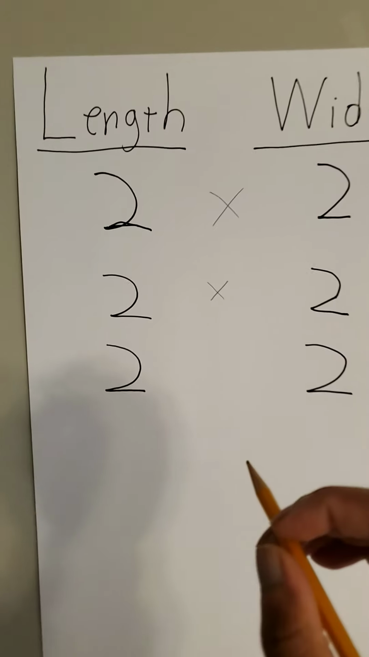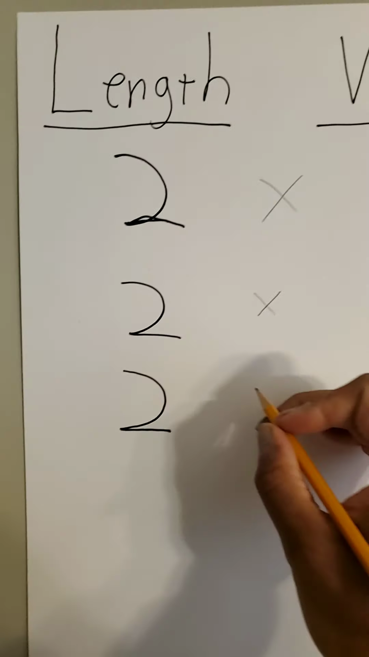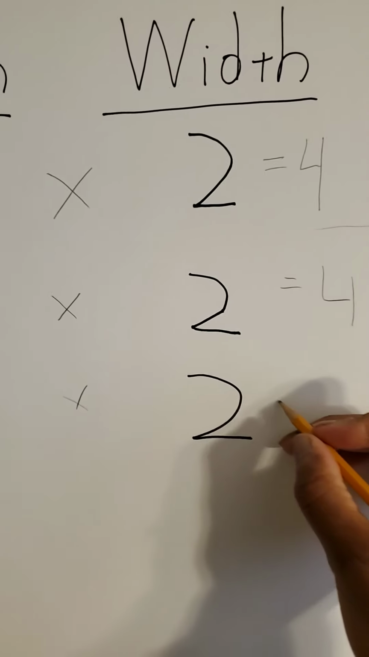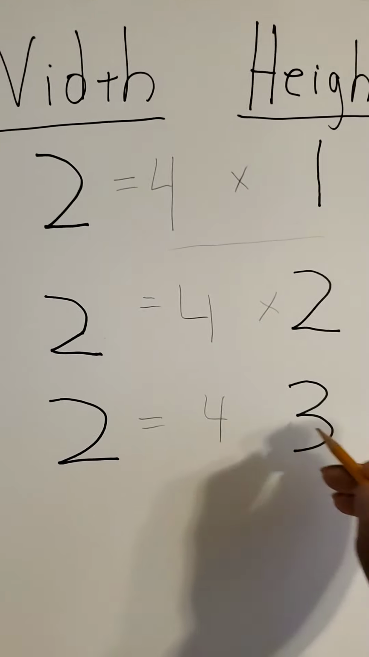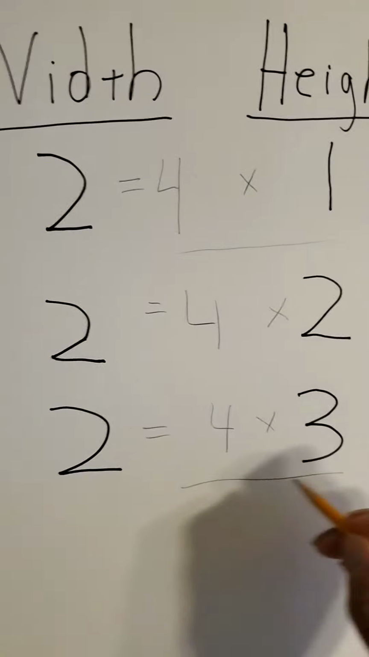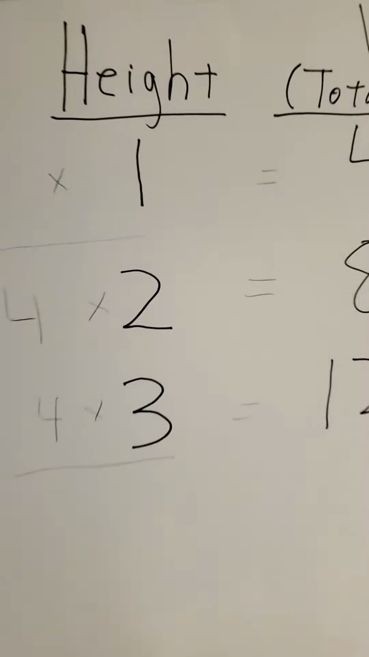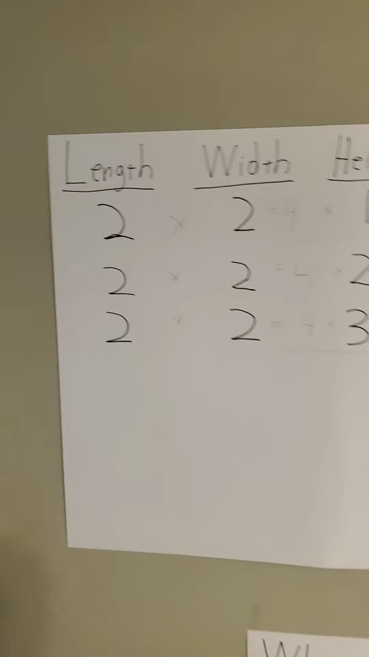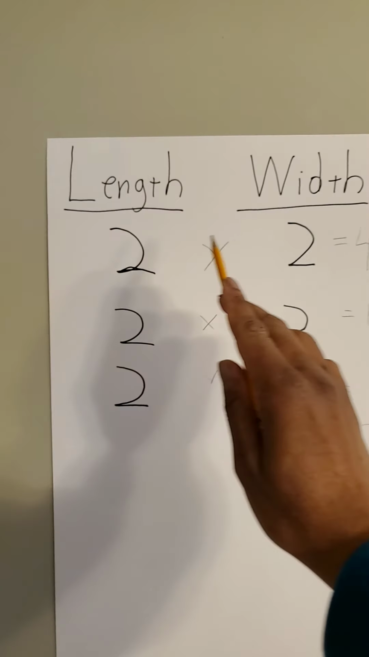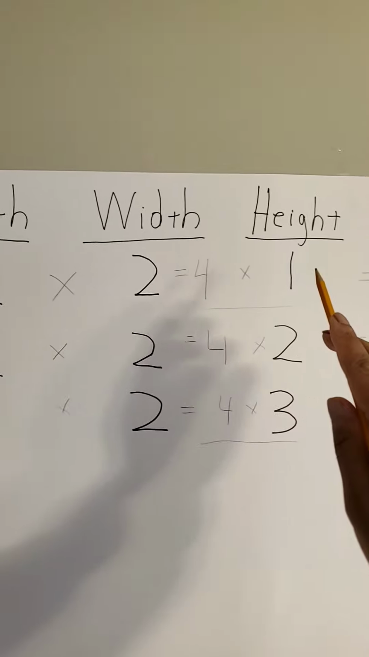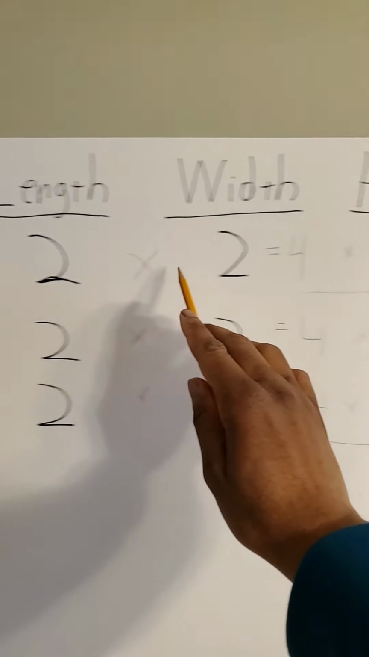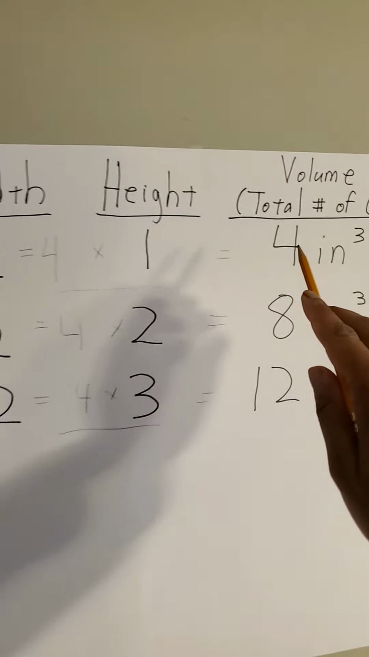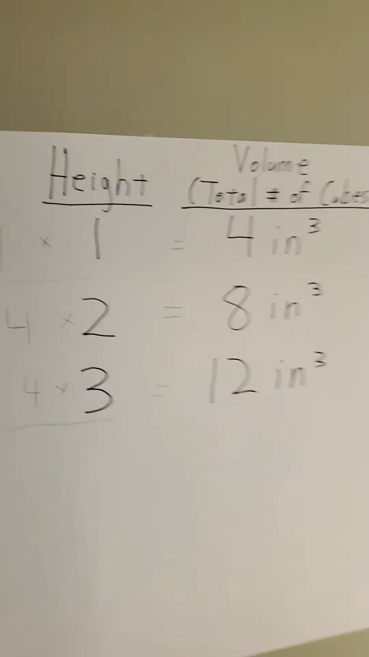Look at the third row. Let's try the same thing. 2 times 2 equals 4. 4 times 3 equals 12. So you'll notice when you look, the length, the width, and the height, when you multiply all 3 of these numbers together, you get the total volume.